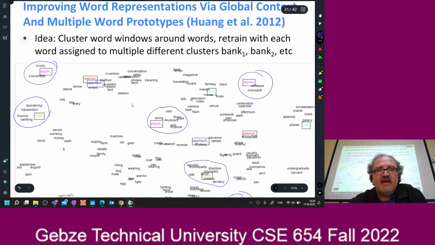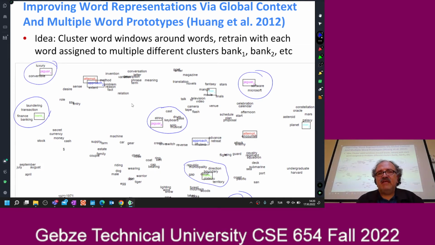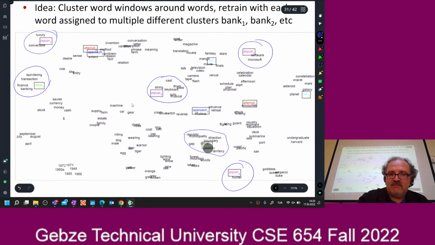The idea is to cluster word windows around words. Within each word, assign it to multiple different classes, bank 1, bank 2, etc. First, do the word to vector assignment, and then try to see if I can cluster this Jaguar or bank into different clusters. If I can, then mark them as different words. So bank 1 is different than bank 2 now.